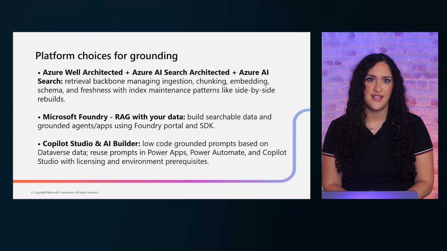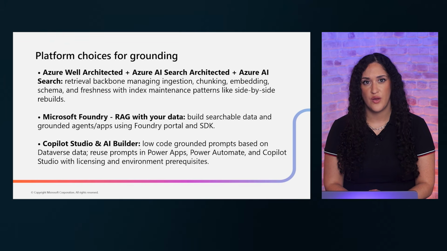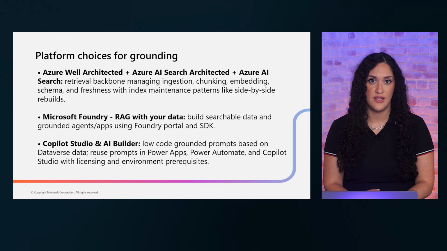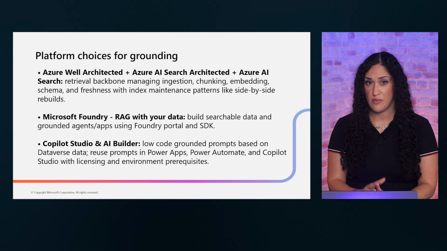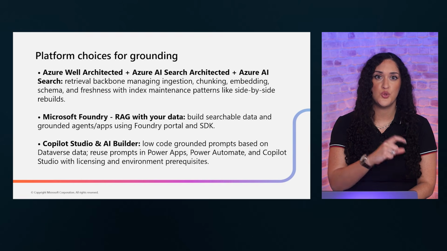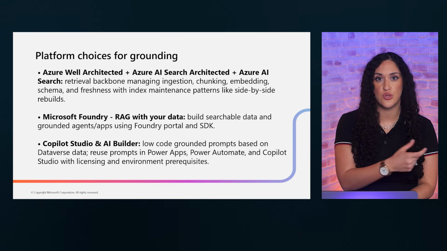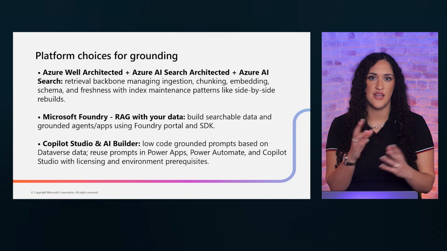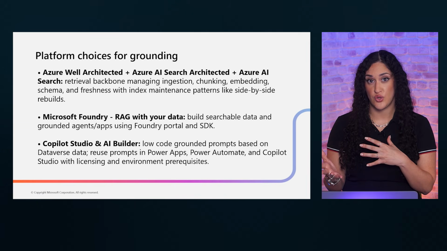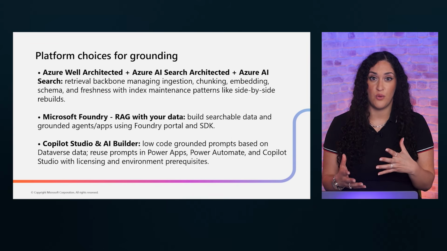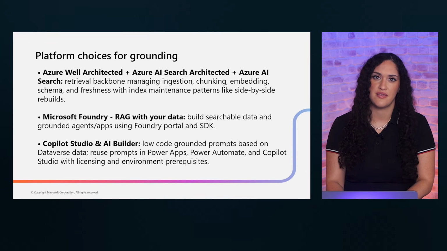AI search provides the retrieval backbone for enterprise-scale grounding. Microsoft Foundry offers managed RAG capabilities for agents and apps. Copilot Studio and AI Builder enable low-code grounding on Dataverse data. The best practice to remember here is to match the platform to your team's capabilities and your solution's requirements. Organizations with strong developer teams may lean towards Azure AI Search, while teams invested in Power Platform can use the low-code path effectively.